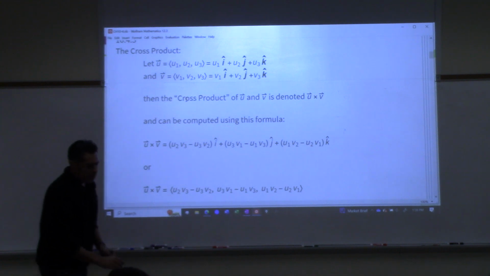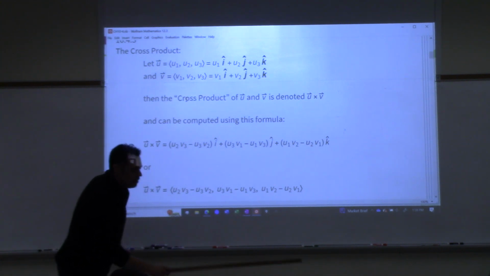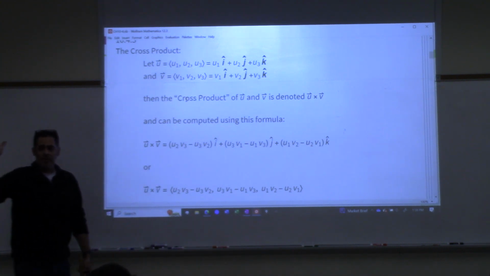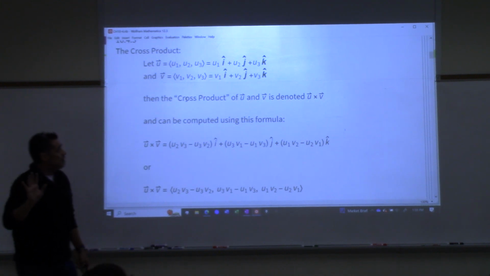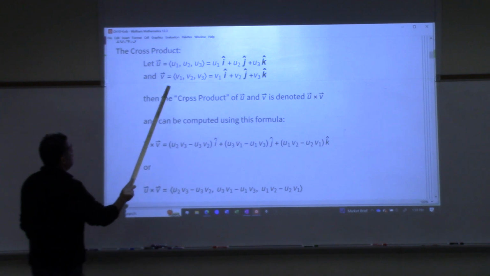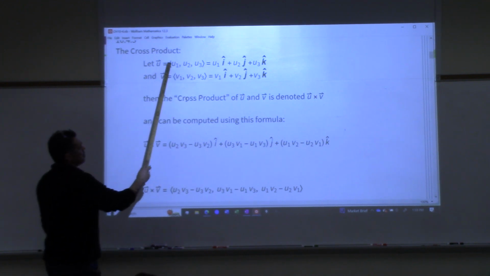If you have 2 vectors, show of hands, I know a lot of you have done cross products, yes? Physics somewhere? No? Never done a cross product? Okay. So if you've never done it, pay attention. If you've got 2 vectors, u and v, these are 3-dimensional vectors.